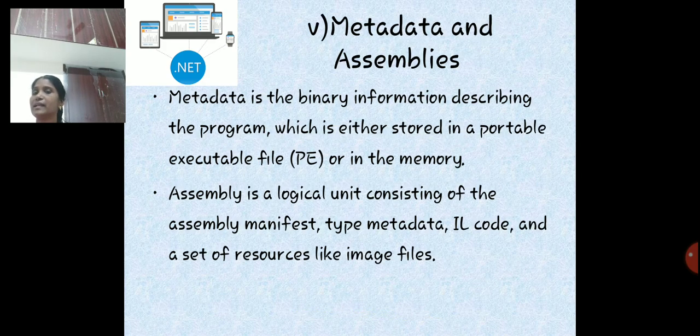This is Metadata and Assemblies. Actually, metadata is data about data, we know. By metadata here we mean the binary information of our current application. The binary information is called a PE file, or portable executable file. This binary information will be stored in the PE or in the main memory of the computer. This is about metadata. Then we come to assembly. Assembly is actually a logical unit which consists of metadata, IL code and a set of other resources like image files. Image files are also needed for creating web applications.